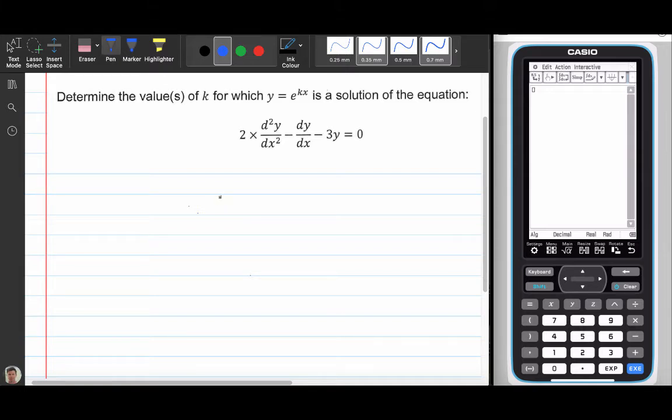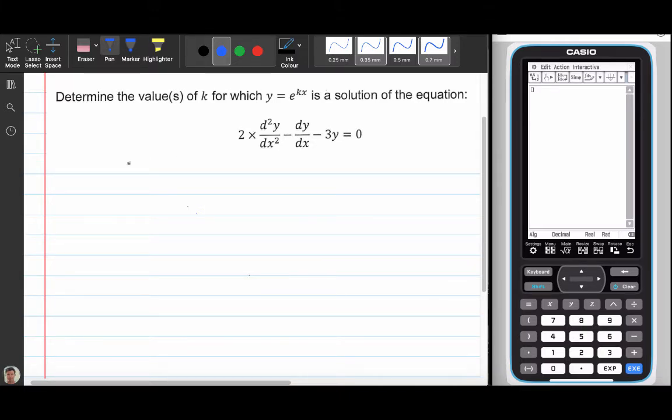We've been asked to determine the values of k for which this particular exponential equation is a solution of this equation here. So what I'm going to do, guys, is I've got my first one, y is equal to e to the kx. Now, I'm going to start by finding the derivative of this so I can have this particular part of my equation. So I'm just going to write that down at the top here.